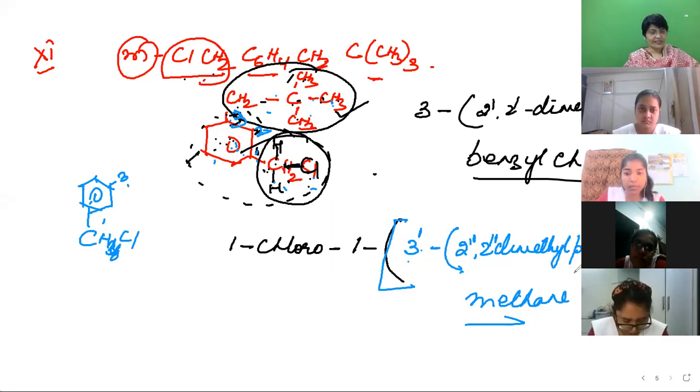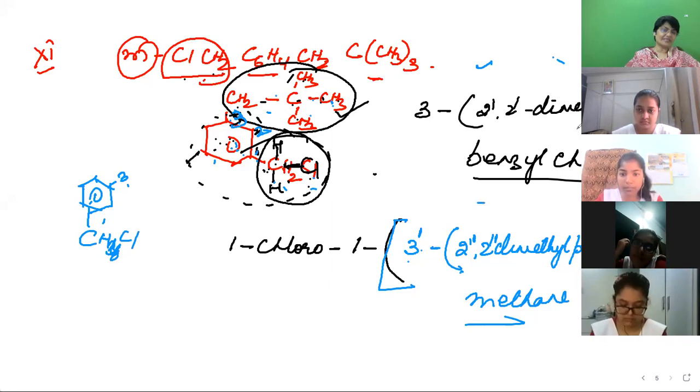Okay. So here in this case, with open mind, if you'll try to think here, you will go in much better way. Otherwise, casually we have to write, this will be also accepted that this is benzyl chloride. Uske upar third pe naam dal do.